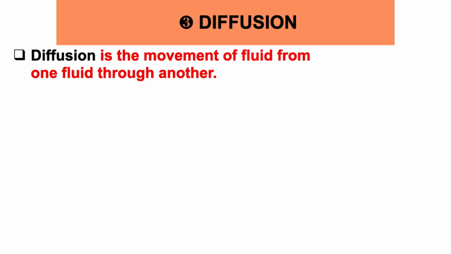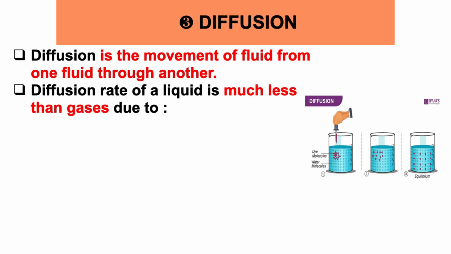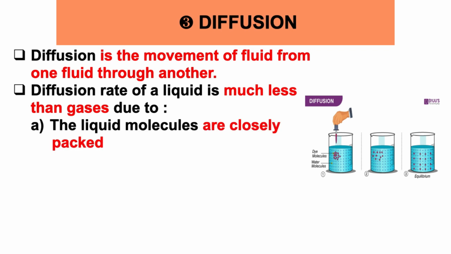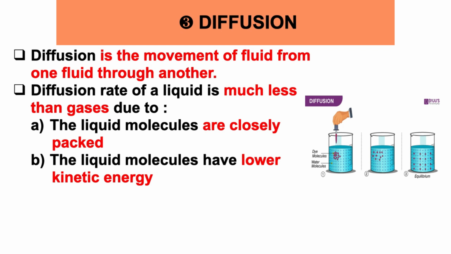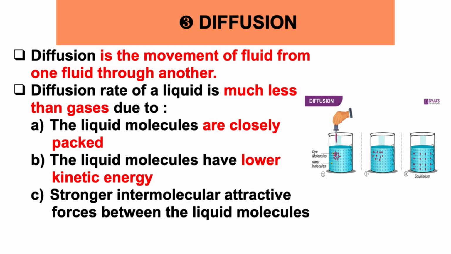The next property of liquid is diffusion. Diffusion is the movement of one fluid through another. The diffusion rate of a liquid is much less than gases because the liquid molecules are closely packed and have lower kinetic energy. This is because there are stronger intermolecular attractive forces between the liquid molecules compared to gases.